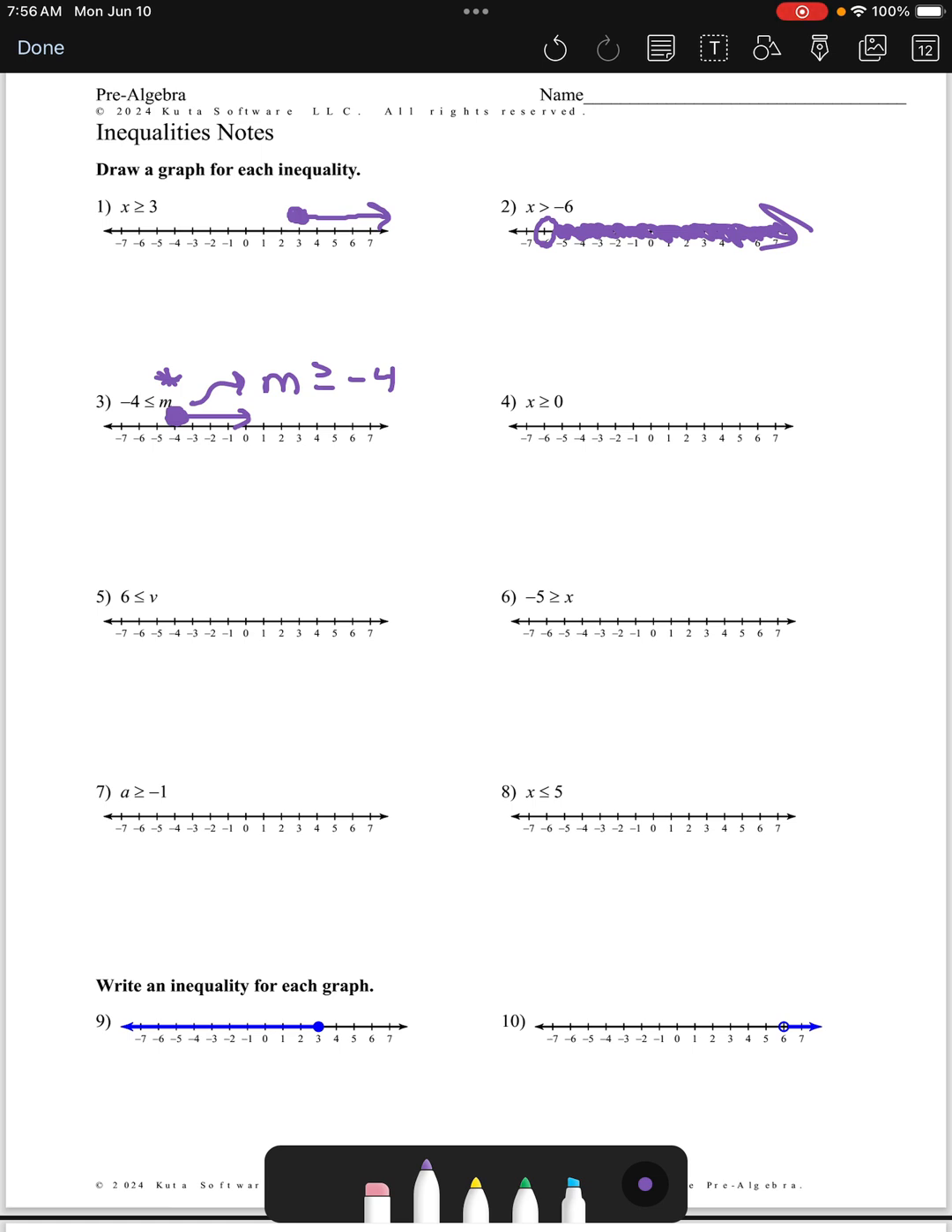Same thing will happen when we're solving inequalities. If we solve one and get a solution where our x or whatever letter we're using is on the right side, I'm going to say stop, rewrite your final answer so the variable is first.